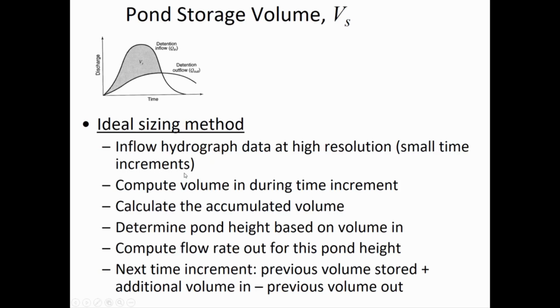We'll calculate the accumulated volume up to that point, and then we're going to find out how high the pond is, because it's the pond depth that dictates the flow out. In most cases, what these ponds have is just an orifice, and so it's going to be the orifice equation that says the flow rate out from the pond. And then we do this hour by hour. We see how much came in, how much flowed out, what was the depth that dictated the flow rate out, and so on.